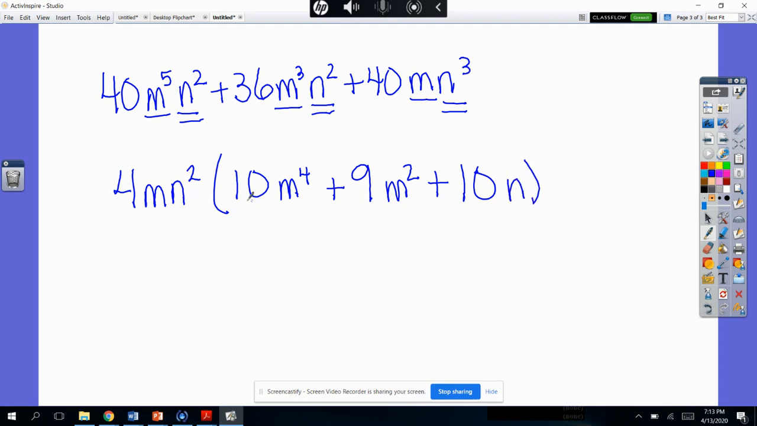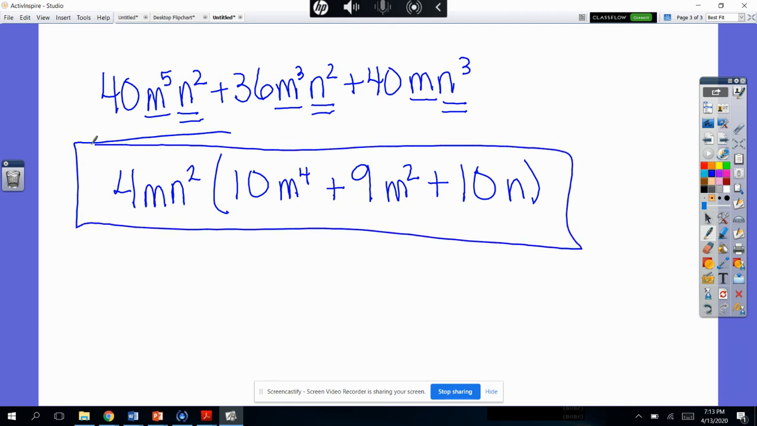And then if you want, you should look at these 3 on the inside and ask, do these have anything in common? Up here, these could have divided by 2, but then you wouldn't have had the most in common. You want the biggest number, because 10, 9, and 10 do not divide into the same thing. I've got m to the 4, m squared, and an n, so none of the letters repeat themselves. And so this is your final answer.